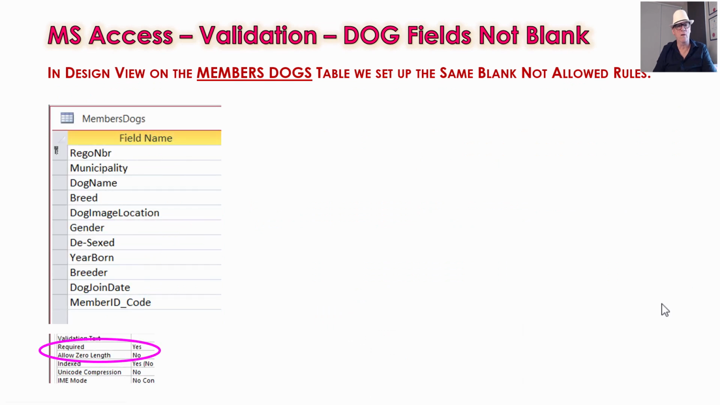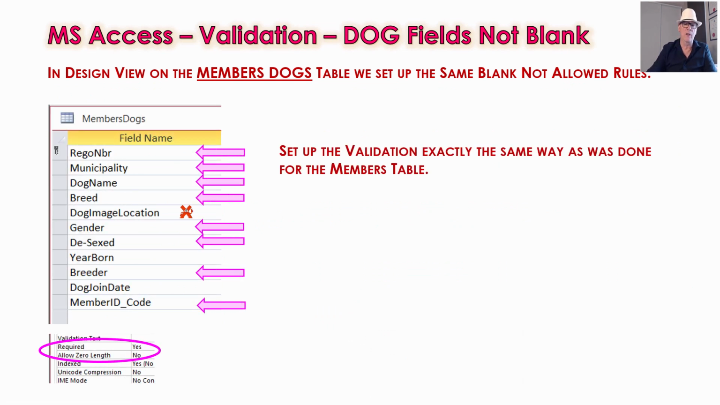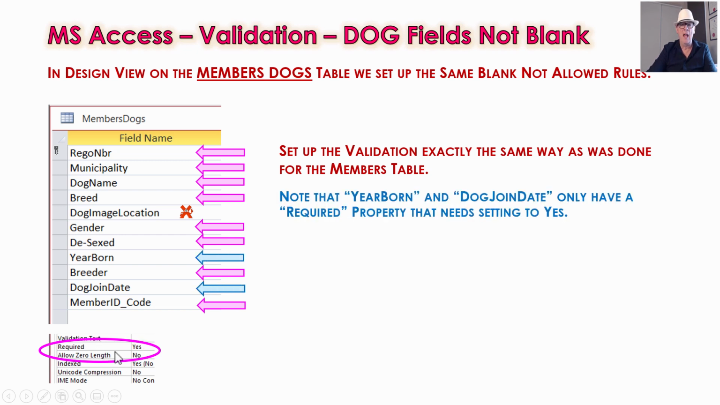You also have to do this for the dogs table as well. On all of those indicated fields that are in pink, you do it exactly the same way, setting yes and no for required and allow zero length. And then remember for the blue ones, which are year born and this date, they're just going to have required set to yes, because they don't have any allow zero length property when you click on them. And just remember dog image location, you don't change that. You just leave that required no, allow zero length yes. You just leave that as default. Don't go modifying that one.